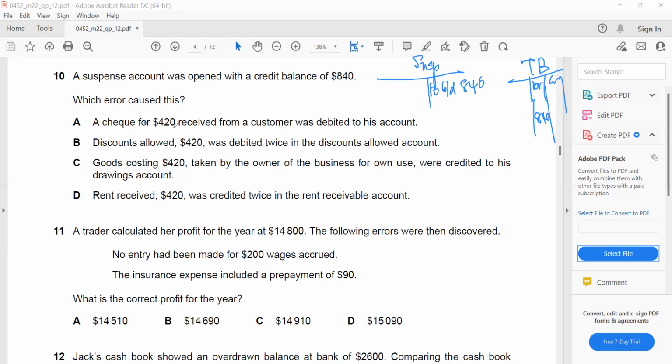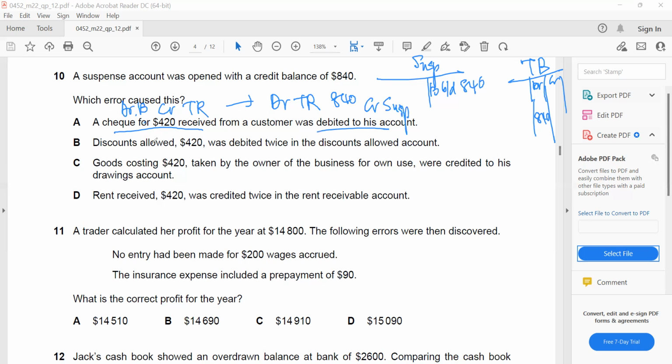A cheque for 420 received from a customer was debited to his account. So the double entry for this transaction should be debit bank, credit trade receivable. But we made a mistake. We debited trade receivable. So when we debit trade receivable, both sides are also debit. It will cause the debit amount to double up. So we have to adjust trade receivable, which is double the amount. 420 times 2, we get 840. Debit trade receivable, credit suspense.